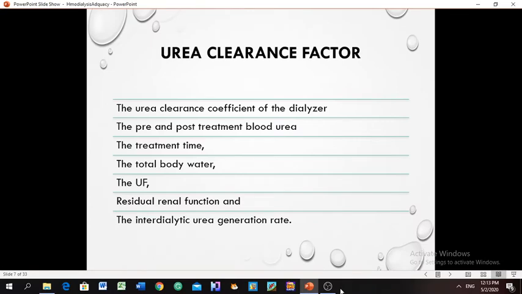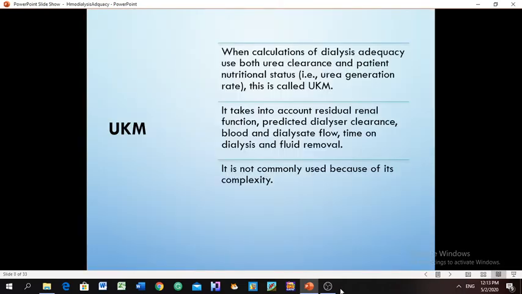Urea clearance factors. It depends on the coefficient of the dialyzer, pre- and post-treatment blood urea, the treatment time, the total body water, the urea ultrafiltration rate, residual renal function, and the interdialytic urea generation rate.